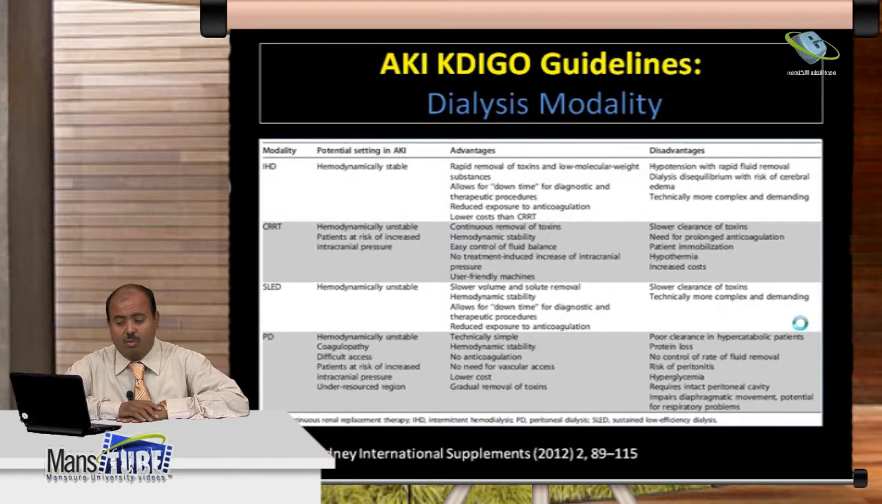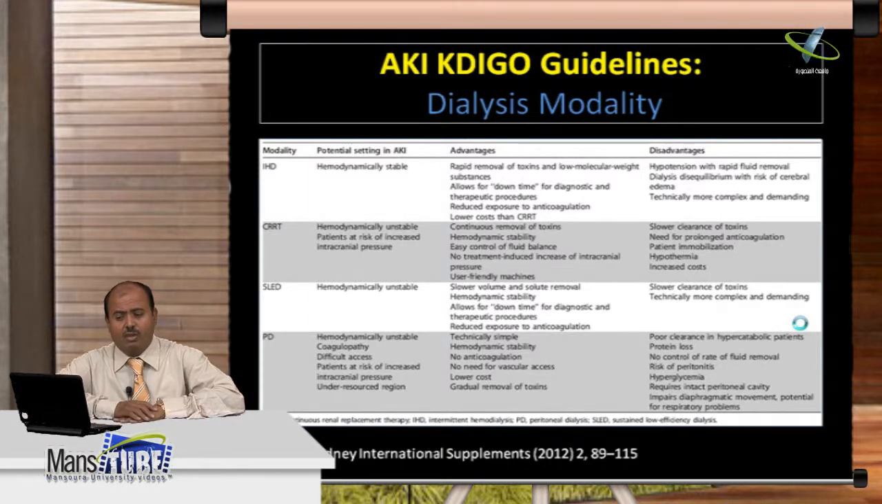SLED is suitable for patients with hemodynamic instability, and peritoneal dialysis is suitable for hemodynamically unstable patients, or patients with coagulopathy or difficult vascular access. So these are the potential settings for the different modalities in acute kidney injury.